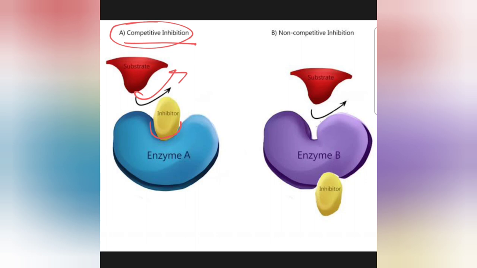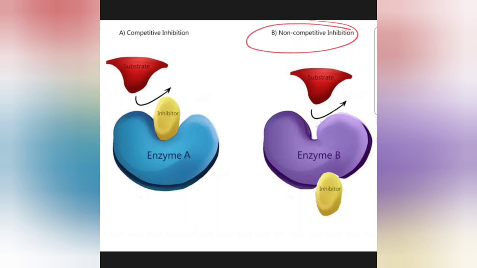So this is a competitive inhibition because the inhibitor is in constant competition with the substrate to bind with the enzyme, and once it binds with the enzyme, it doesn't let the substrate bind with the enzyme. Okay, now moving over to the non-competitive inhibition.